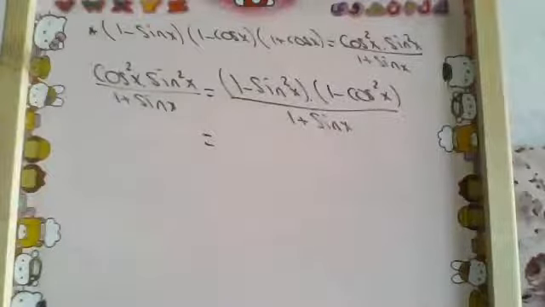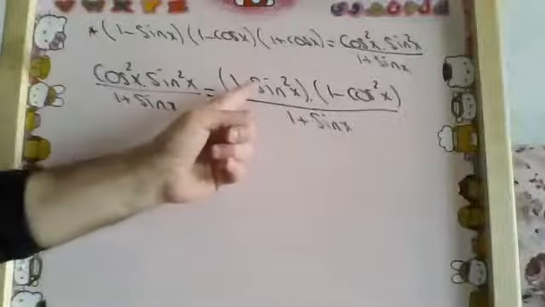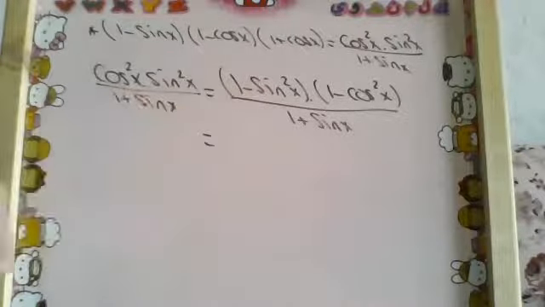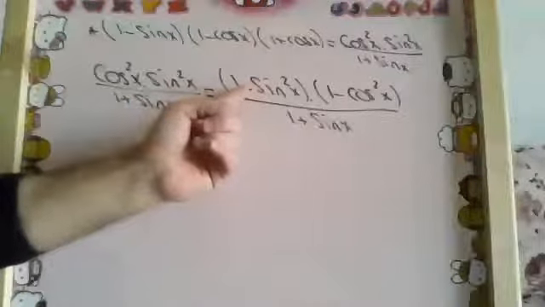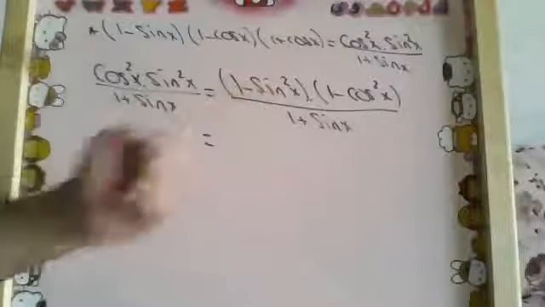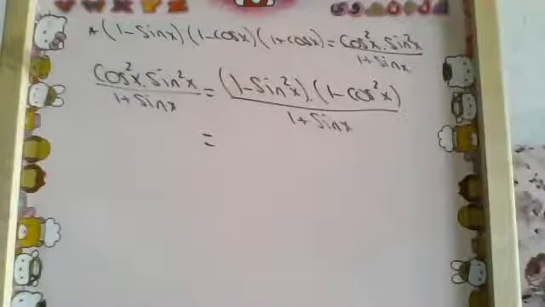Identity. It means a minus b into a plus b. So here we have 1 minus sine squared x, so you can factorize it. You can write it 1 minus sine x, 1 plus sine x. Right? What about this? 1 minus cosine squared x.